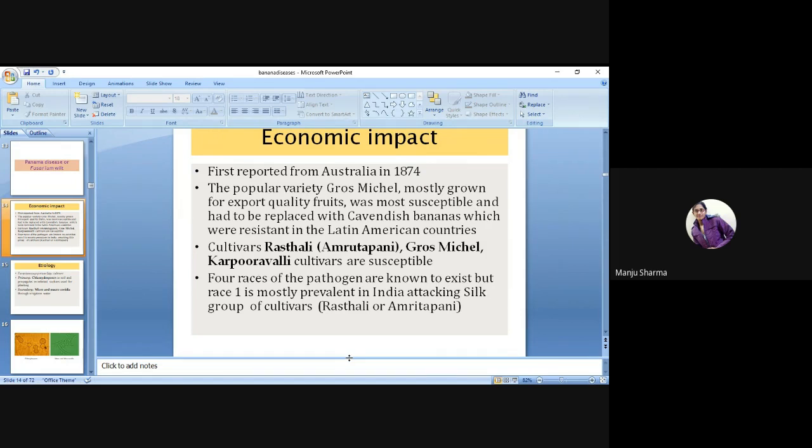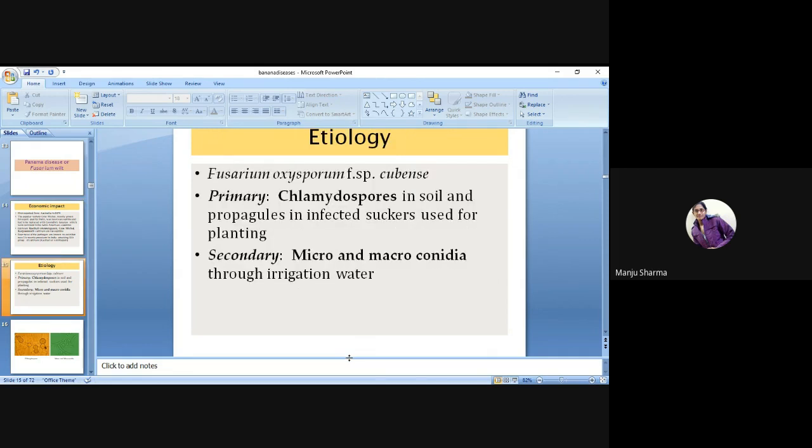Cultivars like Rasthali, Gros Michel, and Karpuravalli are susceptible to this disease. Four races of the pathogen are known to exist, but race 1 is mostly prevalent in India, attacking the Silk group of cultivars. Its etiology is Fusarium oxysporum f. sp. cubense.